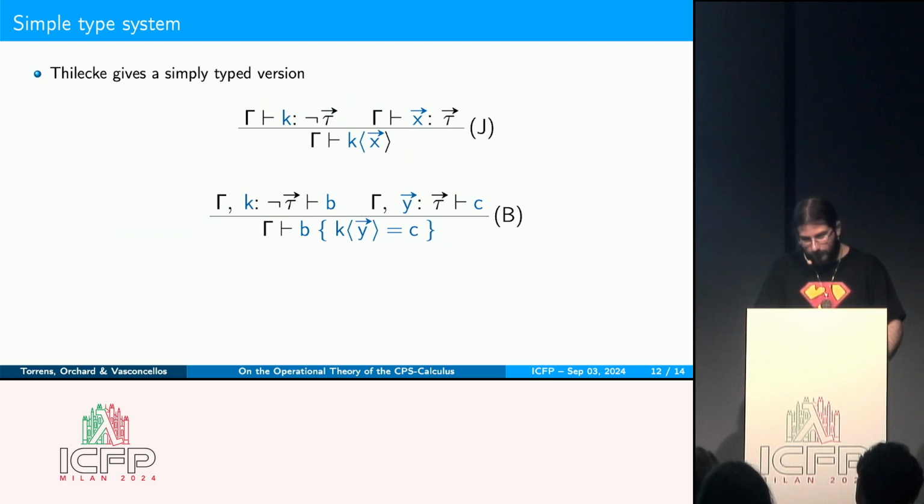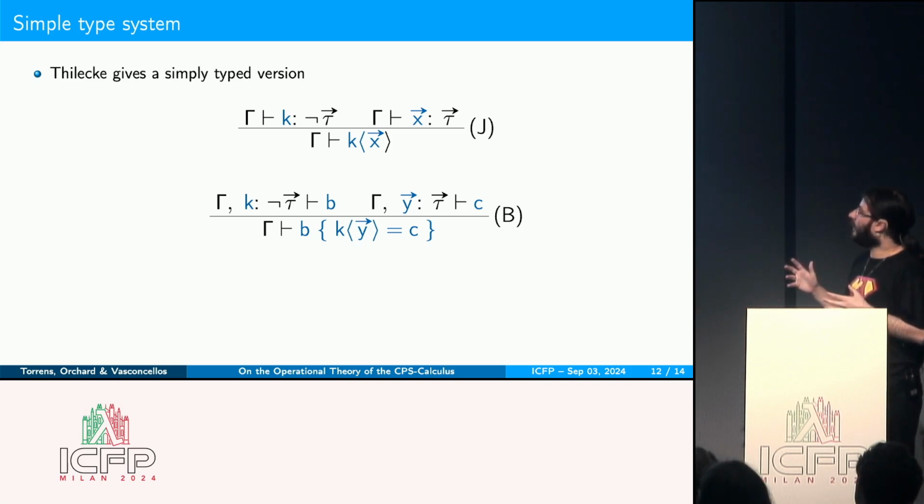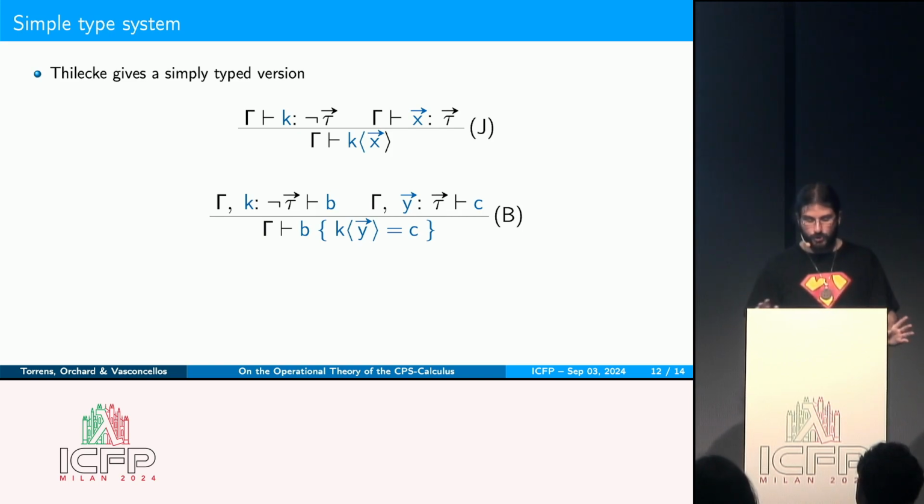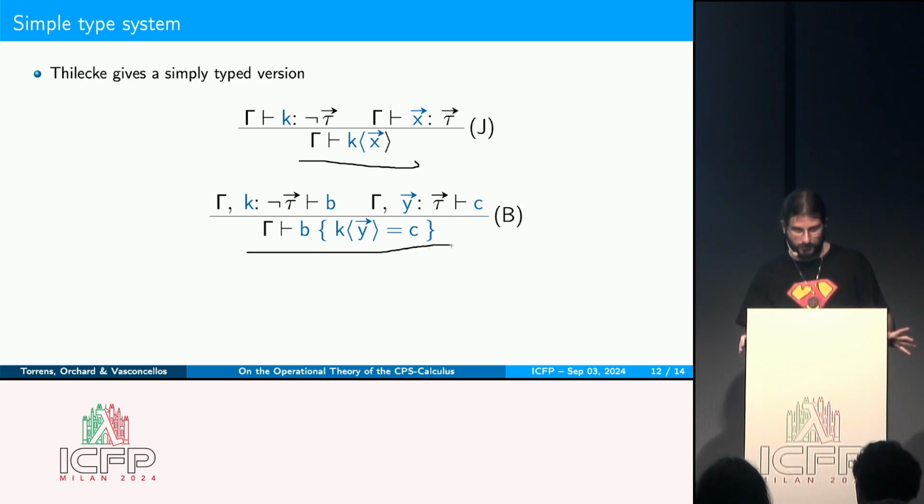So finally, in our paper, we investigate the simply typed version of the system. The CPS calculus was originally given in a typed setting, so we decided to study that. We just have two typing rules. This is the whole type system. There are two contradictions: for jumping, when two variables contradict each other, and for binds, when two continuations contradict each other.